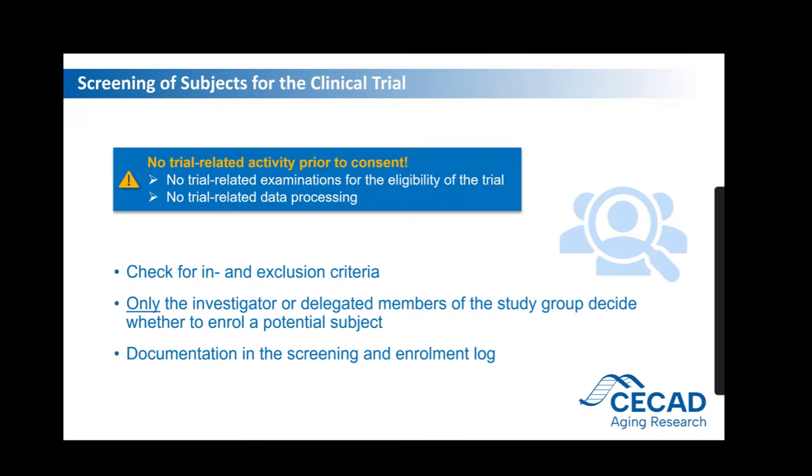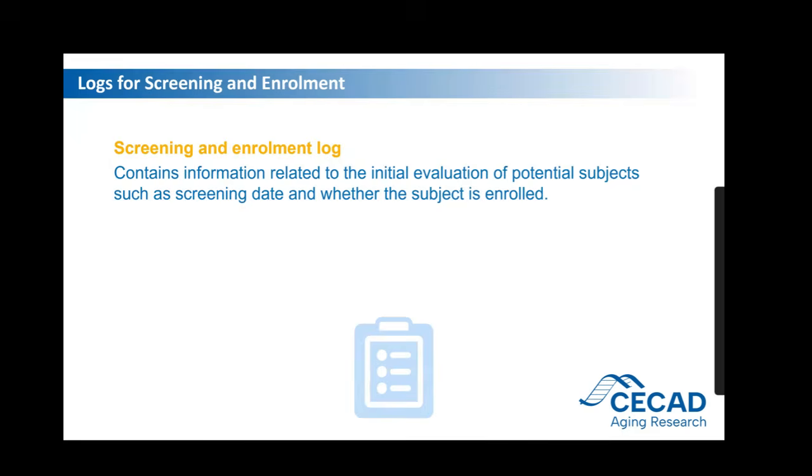And then you can go on and do the screening, check for the in and exclusion criteria, do all the examinations that are needed for that. And once you have all the results, the investigator or a delegated member of the study group can decide whether the potential subject should be enrolled in the study or not. And this decision and all the details about the study subject should be documented in the screening and enrollment log.